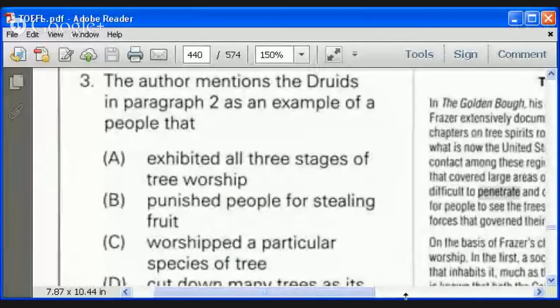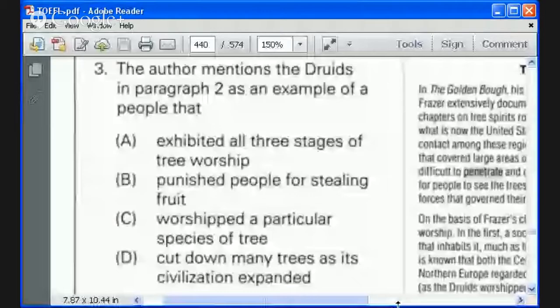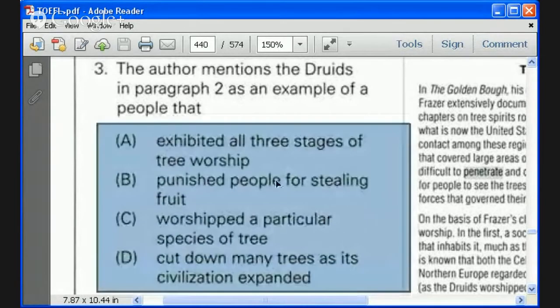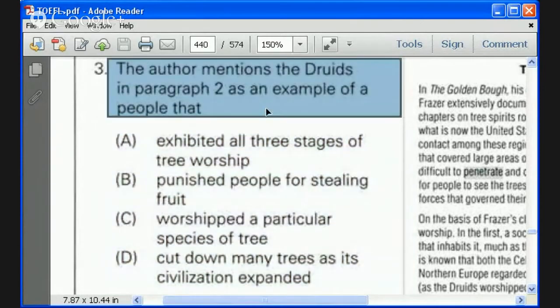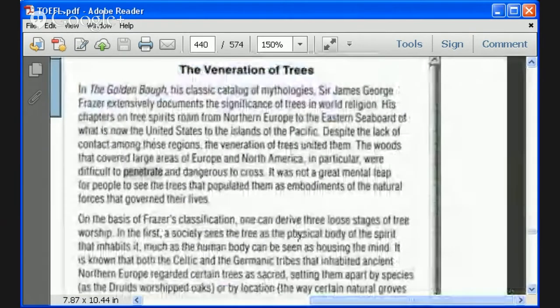Now, this kind of sentence: the author mentions the Druids in paragraph 2 as an example of a people that... again, I'm not going to even look at the answers. Instead, I'm going to rephrase the question. Logically, why does the author mention Druids? I don't know.